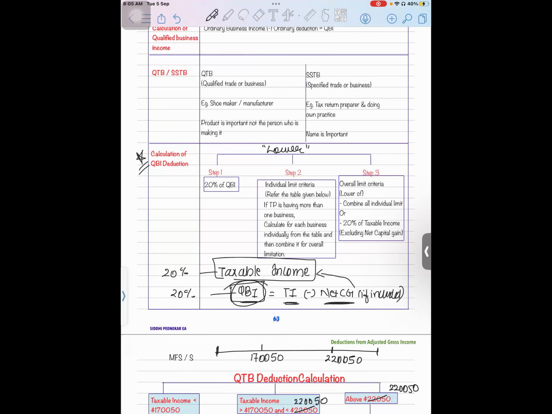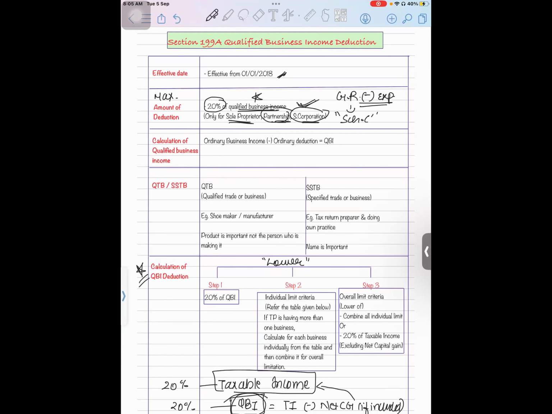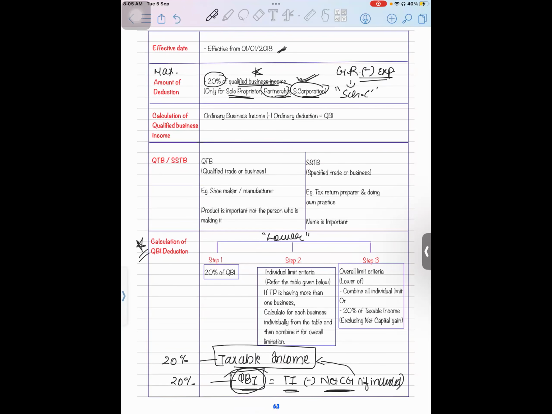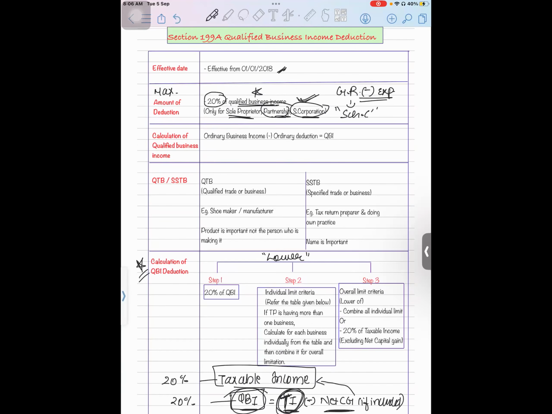It can be from a sole proprietor, where you are individually doing a business, or partnership income, or S corp income. Partnership and S corp are entities you will learn in Part 2. In a partnership or S corp, whenever you own a certain percentage, you get an income share of your percentage. That much will be called your qualified business income. So whatever your total taxable income is, just reduce the net capital gain from it. The first step is clear.